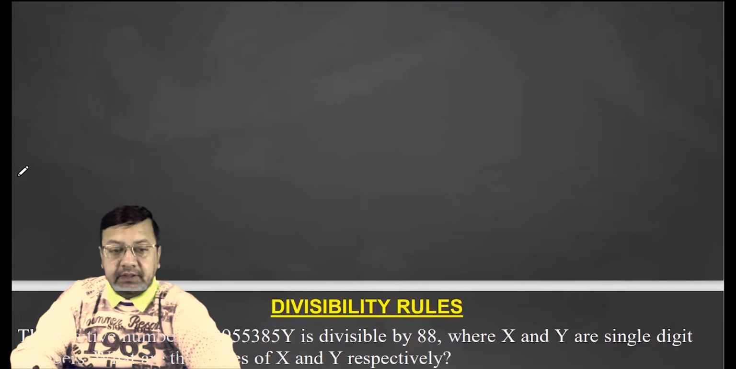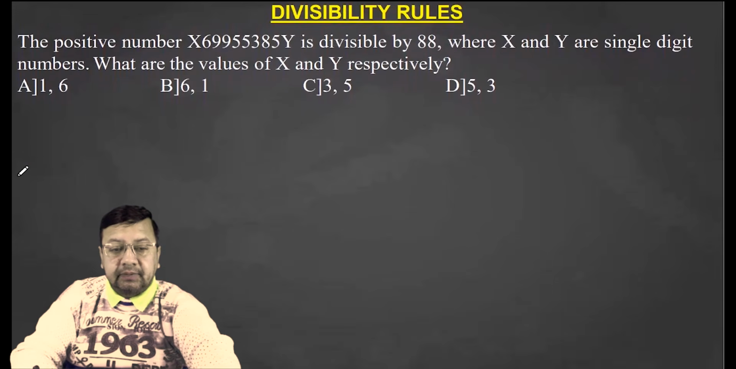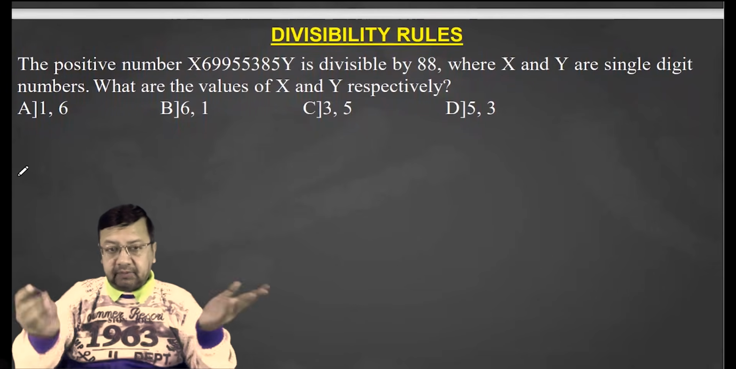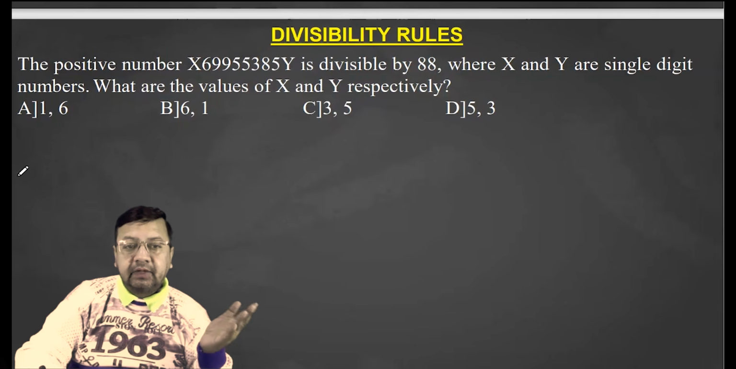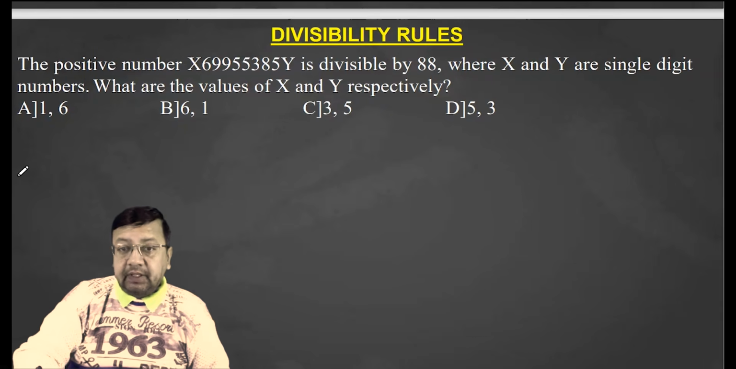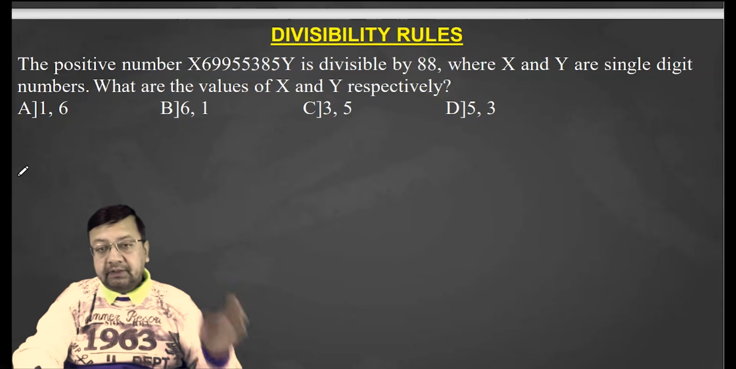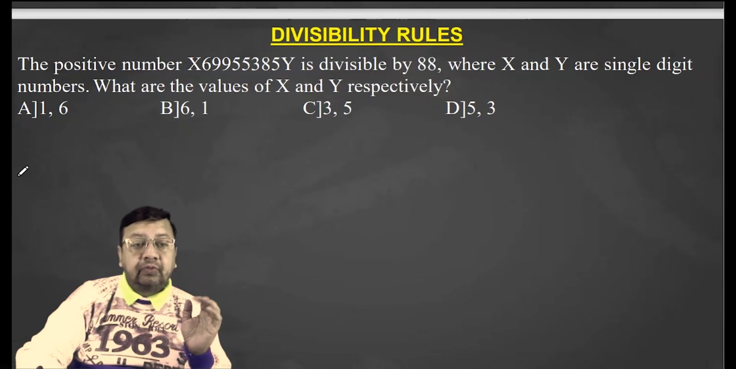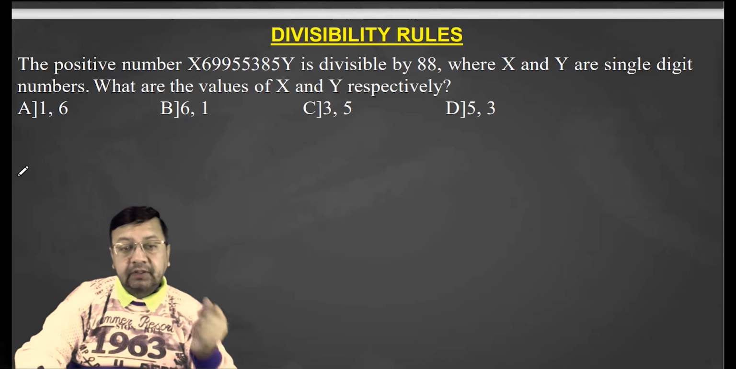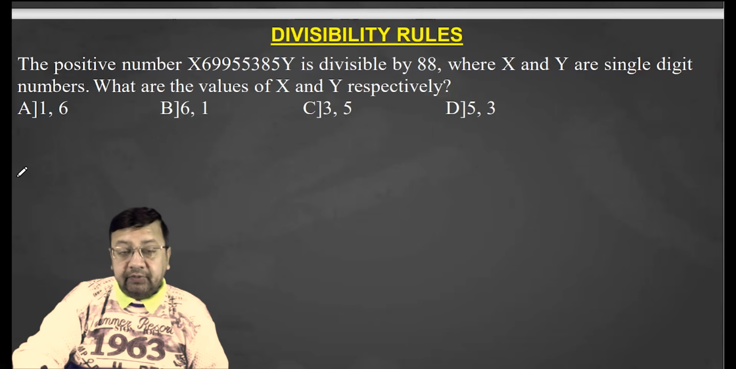Now, just skipping this and taking the next one. So come to this. This is a positive number, a little big number, right? X 6995538 y is divisible by 88, where x and y are single digit numbers, that is 0 to 9. What are the values of x and y respectively? So quickly, everyone just give me some answers. You have all the options here, right?